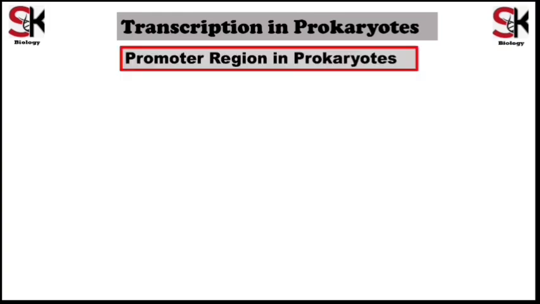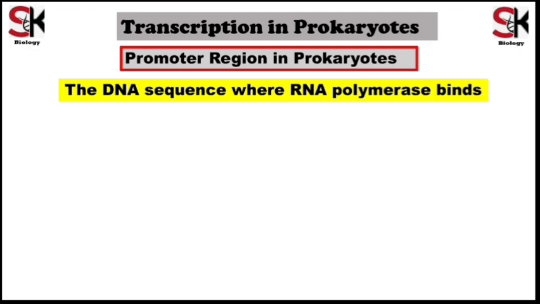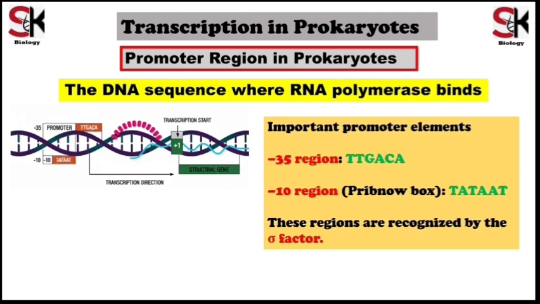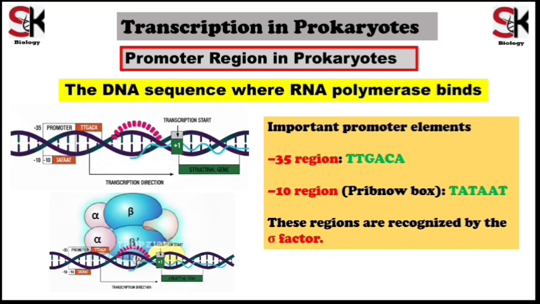Now let us understand the promoter region in prokaryotes. It is the sequence of DNA where RNA polymerase actually binds. The promoter region contains 2 important sequences: the minus 35 region, which has the sequence TTGACA, and the minus 10 region, which is also called the Pribnow box. The sequence present is TATAAT. It is also called the TATA box. Sigma factor recognizes these 2 sequences to start transcription, and RNA polymerase binds at the promoter.